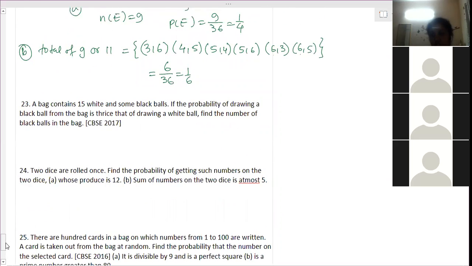Completed 23rd? X equals 45. Ma'am, x equals 45. Checking. Yes, right. It's 45. X is equal to 45. I got the correct answer.